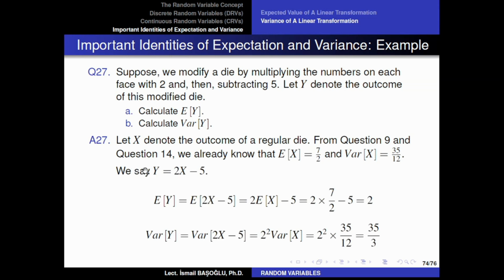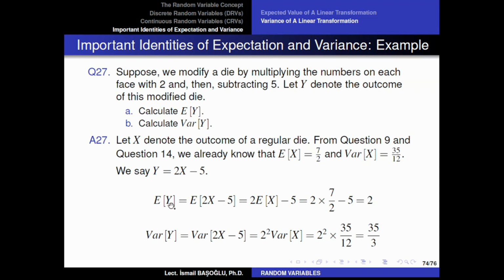Now, how do we modify the die? By multiplying each face with 2 and subtracting 5 from each face after multiplying it with 2. So the output of the modified die is going to be 2 times the output of the original die minus 5. So the random variable y is defined as 2x minus 5, which is a linear transformation, right? So the question is asking me, what is the expected value of this modified die?